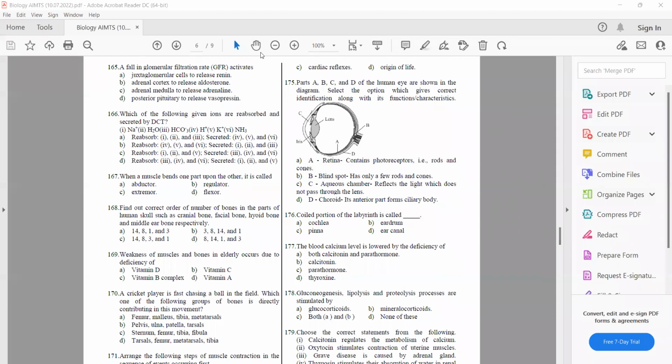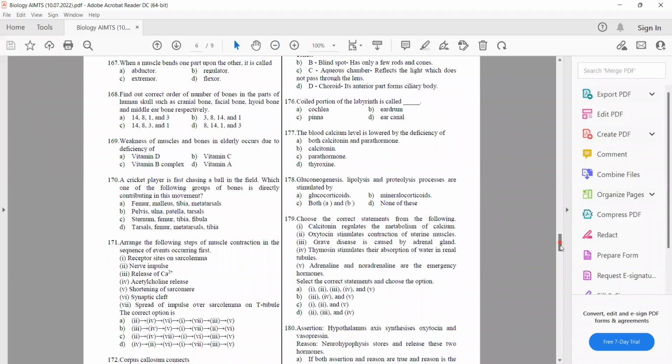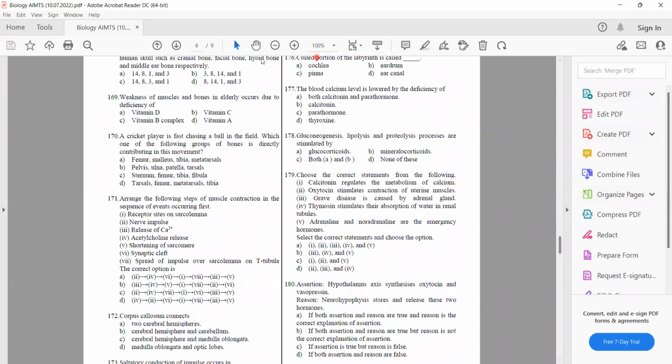Next question. The blood calcium level is lowered by the deficiency of. When we talk about our calcium level, it is maintained by two important hormones: a hypercalcemic hormone and a hypocalcemic hormone. So it is parathormone. It is the deficiency of parathormone which leads to the lowering of the blood calcium level.